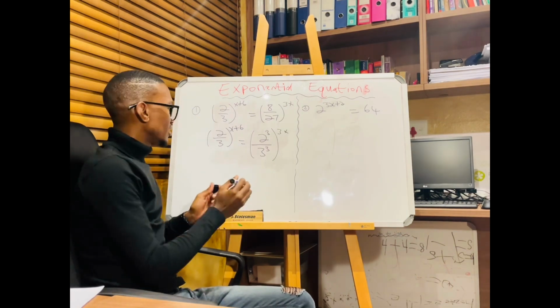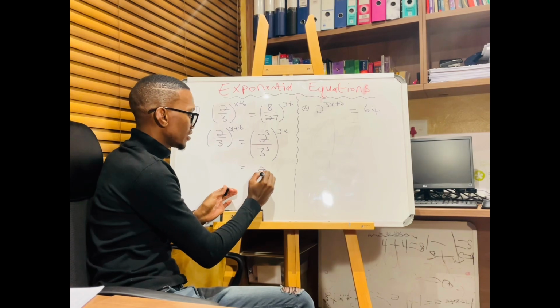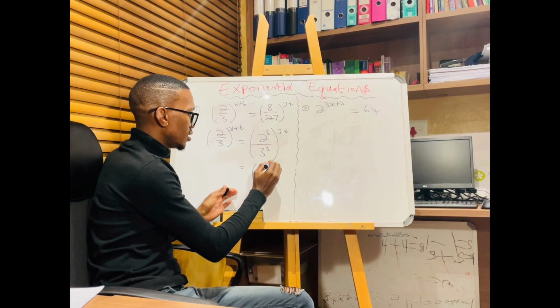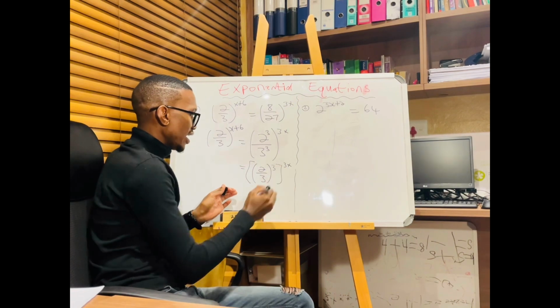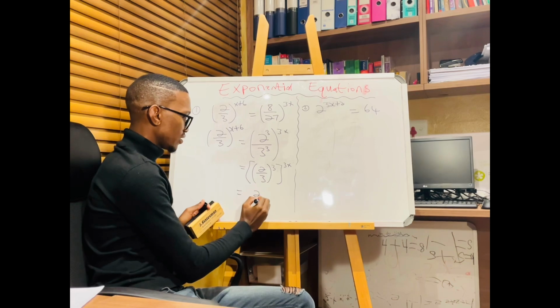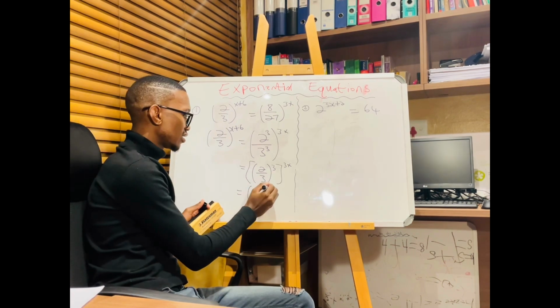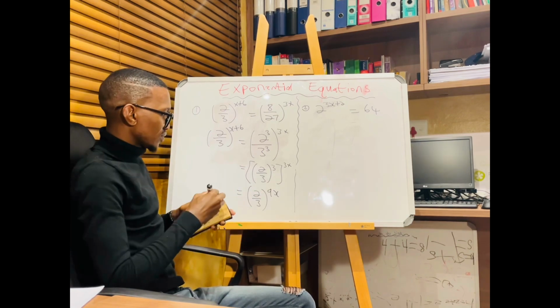You see what I've done there? Then again I can move on again. Then I'm gonna have (2/3)^3. Then I do this 3x. Lovely, right? Then from there I'm still gonna have 2/3 all to the power what? 3 times 3 is how much? Is 9. 9x.